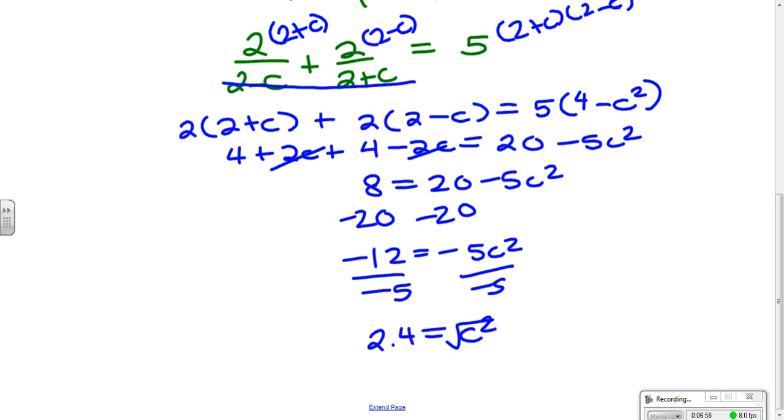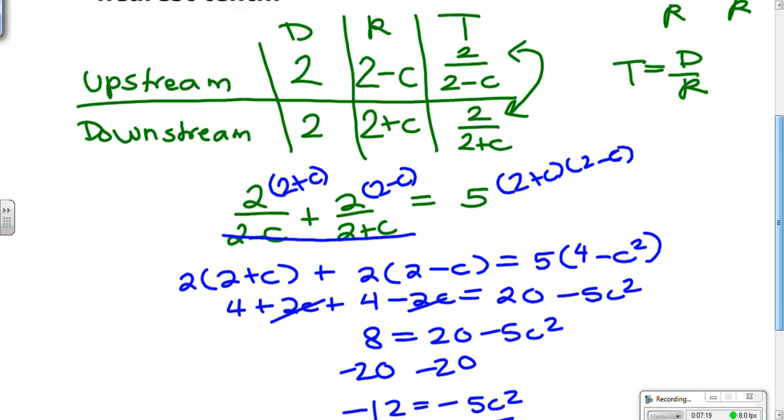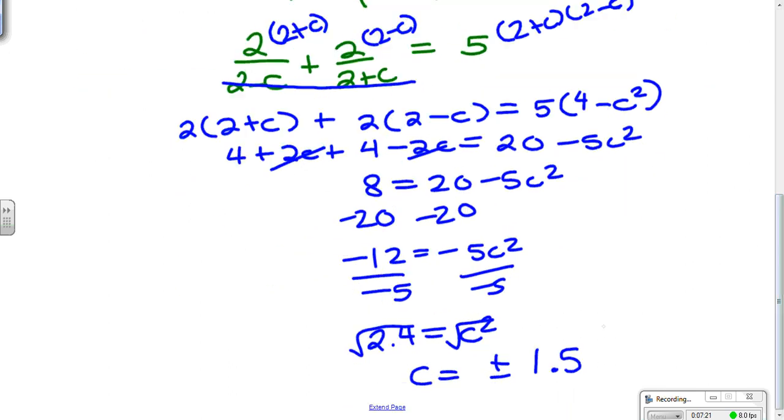And now I just need to take the square root of both sides. And I will get plus or minus 1.5. I'm going to round to the nearest tenth. However, obviously a current is not going to go at negative 1.5. So the answer is that my current speed is 1.5 miles per hour. And when I say current, I don't mean like the speed at this moment. I mean the current of the river.